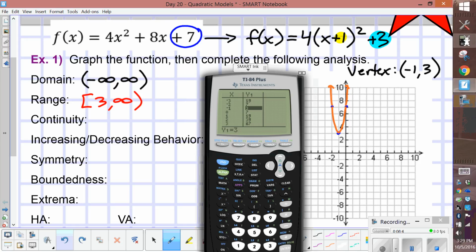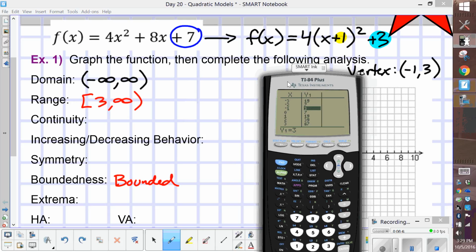And then this is also bounded below. Bounded below. Let me move my calculator over.